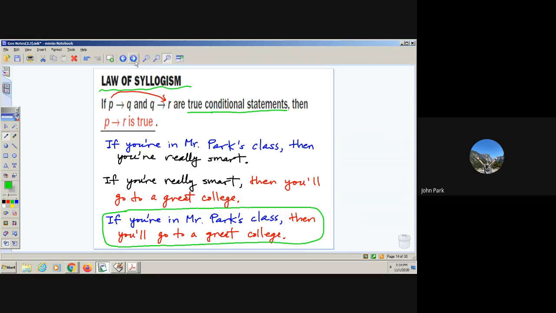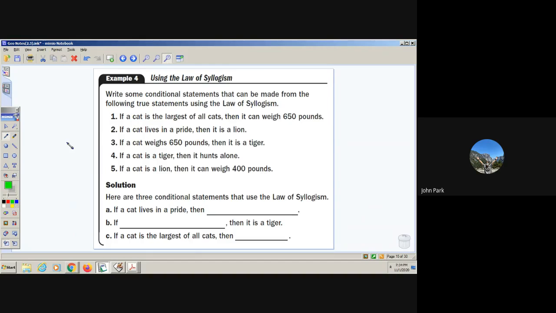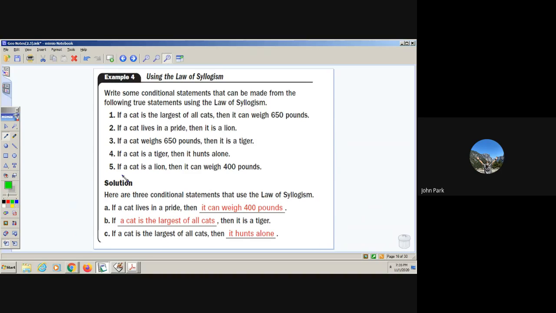All right, so let's take a look at how the law of syllogism works. Here I have a whole bunch of statements, 1 through 5, and you could make a lot of true statements based on the law of syllogism by jumping from one statement to another, right? So here are 3 true statements you can make. Let me show you the answers here.